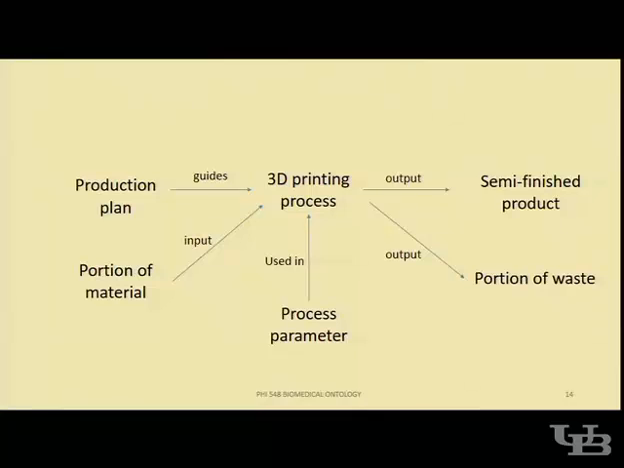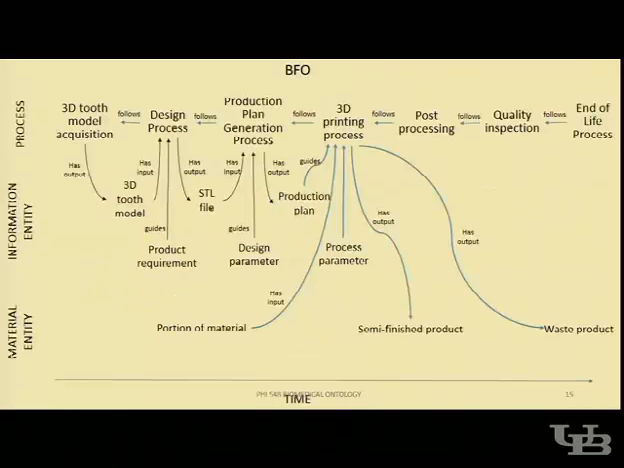This is the ideal situation. But sometimes it will have some defects or rejects, so it will become the portion of waste. As can be seen here, this is our material entity, so I put it in terms of the portion of materials. And this is a semi-finished product, which is coming from the 3D printing process. I cannot call it the finished product yet because it needs to go through the post-processing process.